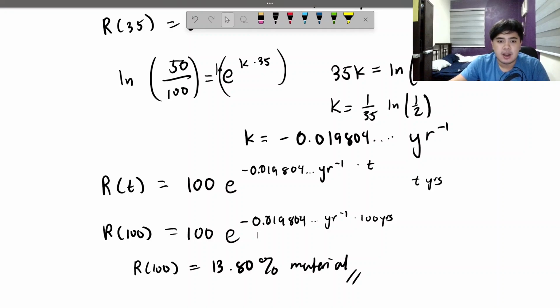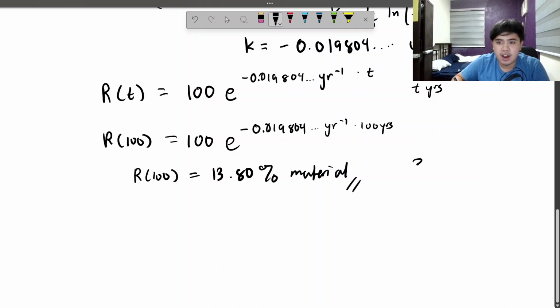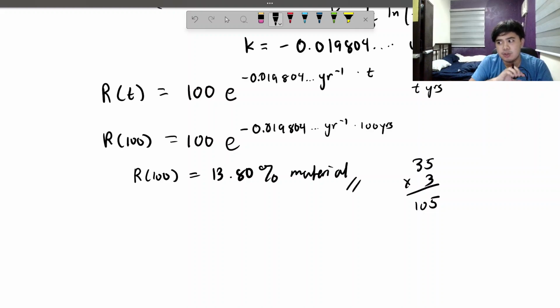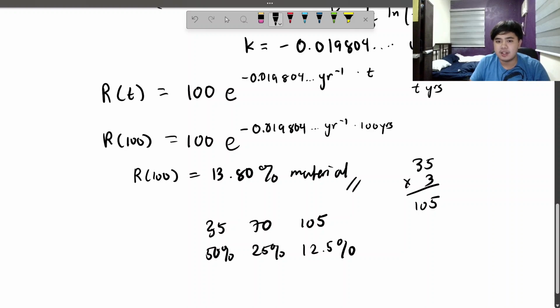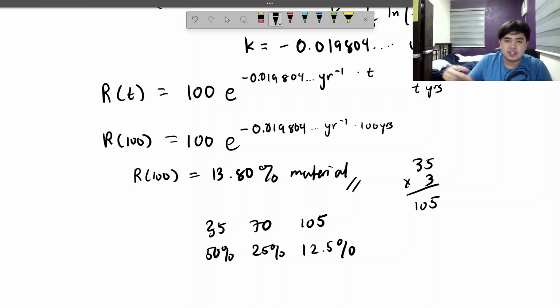That makes sense. This is 100, and 35 times 3 is 105 years, right? So if we expect in 35 years we will have 50%, if you double that, we will have 25%. So in 35 years we have 50%, in 70 years we have 25%, and in 105 years, which is 3 times 35, we will have around 12.5% of the material left. And this is about right. It's above 12.5%, so our answer makes sense.